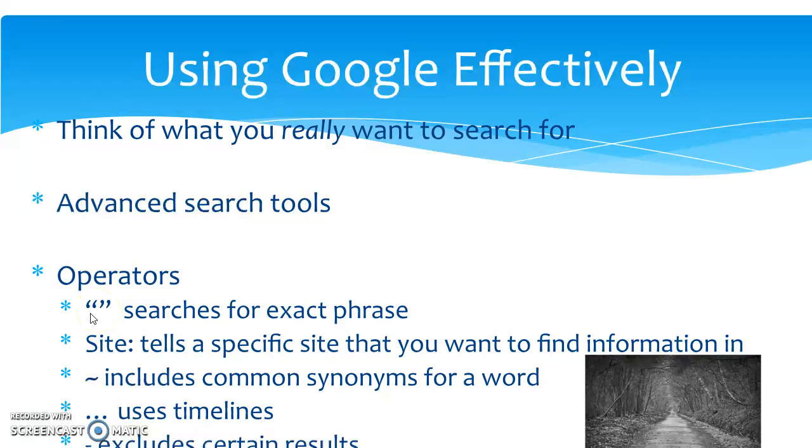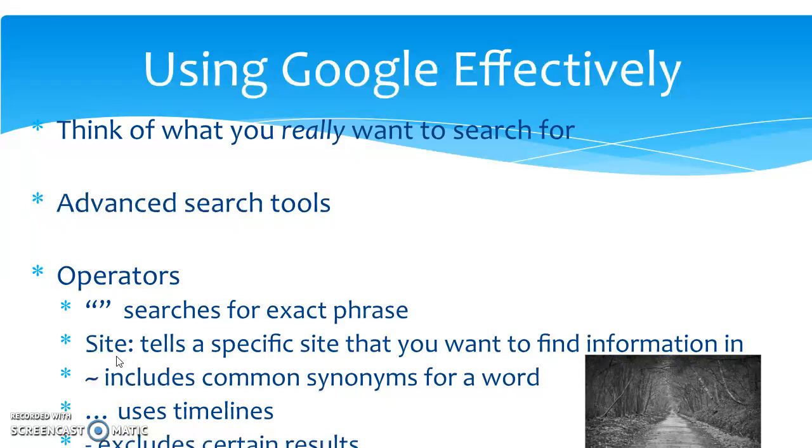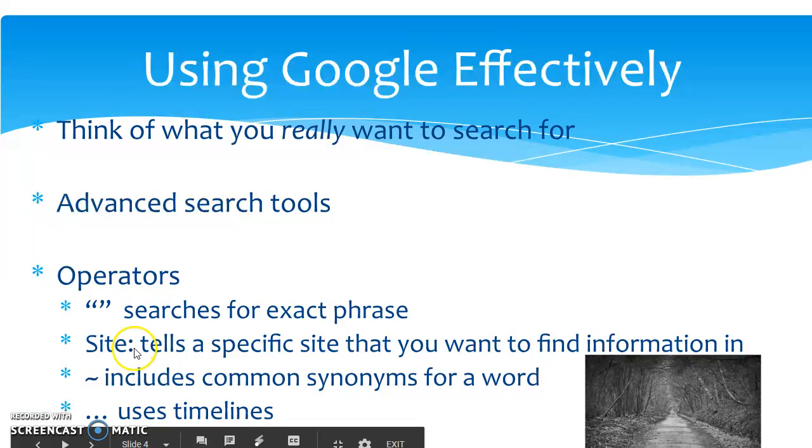The next thing you could use is this word site with the colon after it. What this does is tell Google you want to look for something on a specific site. So perhaps you're researching gun control and you want to know what the NRA, the National Rifle Association's exact stance is on gun control or gun shows, and you want to look up exactly what they say. Well, you're going to want to look at the NRA site. So when you're looking it up, you're going to put in site colon NRA.org.